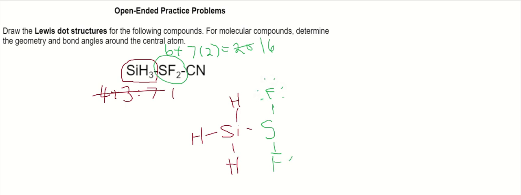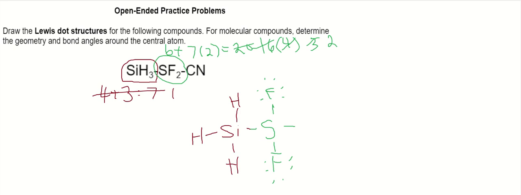All right, let's get the octet going on the fluorines. We could do that by giving each fluorine 6 valence electrons. So we've used up 12 to do that. We're down to 4. We're going to need 1 electron here to complete the bonding pair with the silicon on the left, and then 1 for the bonding pair with the carbon on the right. So we have 2 more remaining.